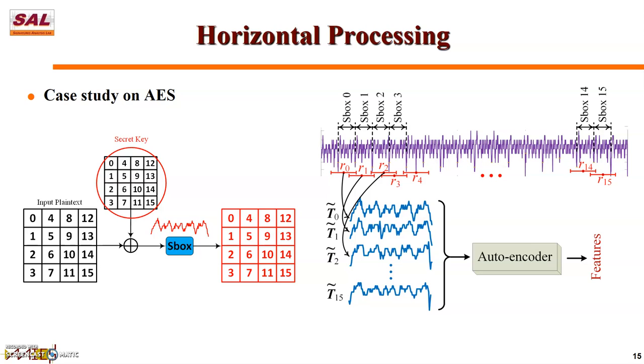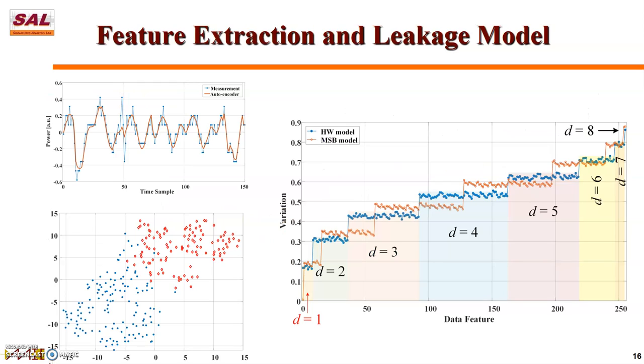We measure the power consumption during the execution of SBox operations. The intermediate variable is the result of the SBox operation, which is correlated with the power consumptions. The power consumption of AES at the beginning of encryption or decryption includes the power traces corresponding to 16 SBox operations on the 16 bytes of the state. We separate the power traces of individual SBoxes and feed them to the LSTM autoencoder for feature extraction.